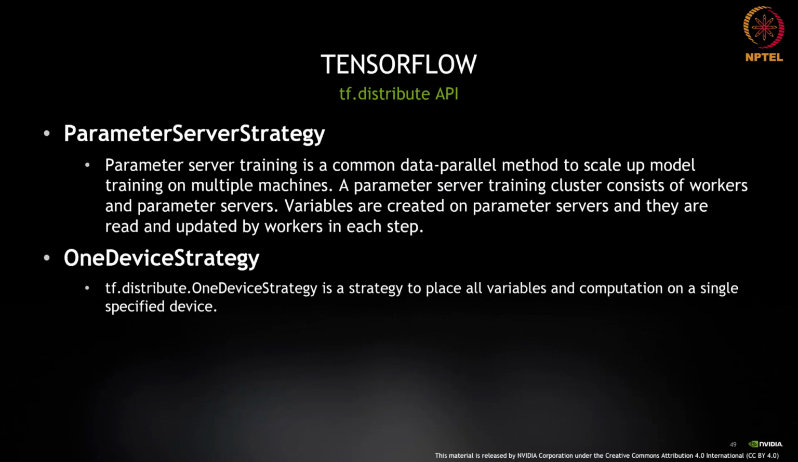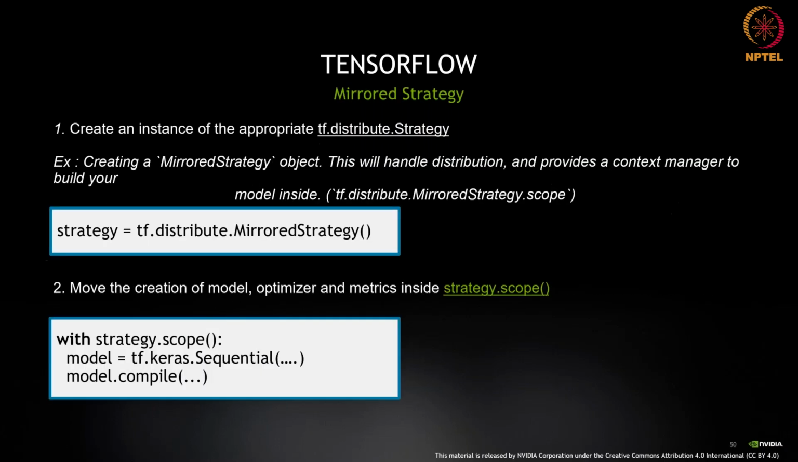You can also take parameter server strategy, which we talked about some time back. Parameter server is a common data parallel method to scale up model training. A parameter server training cluster consists of multiple workers and parameter servers. The variables are kept on a parameter server and they are read and updated by each worker. So the workers don't need to talk to each other; they just talk to the parameter server. You can also define other kinds of strategy, like one device strategy.